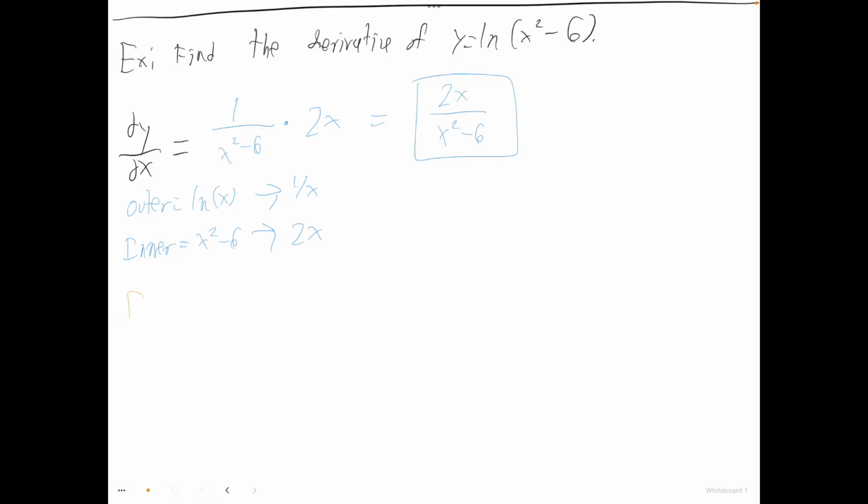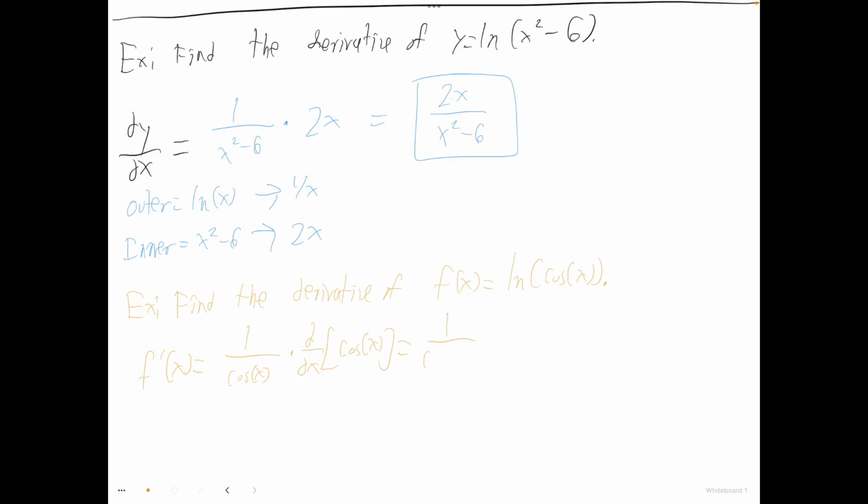Another example, we want to find the derivative of f of x equals ln of cosine of x. Okay, so this is going to be very similar to the previous example. So f prime of x, the derivative of ln is just 1 over x, so we're going to have 1 over our inner function, which is cosine of x, times the derivative of our inner function.